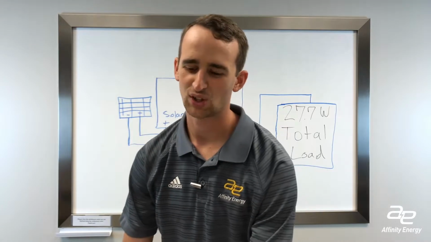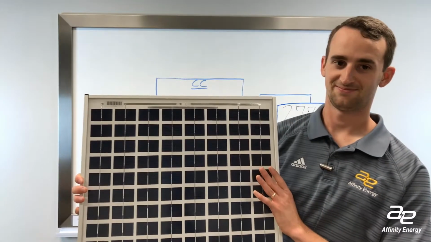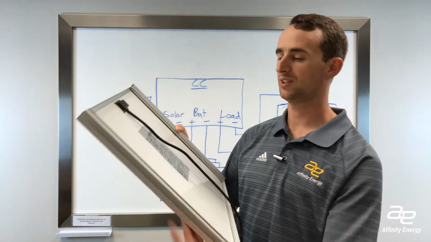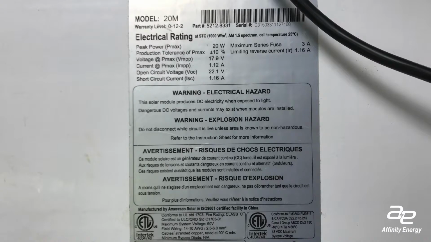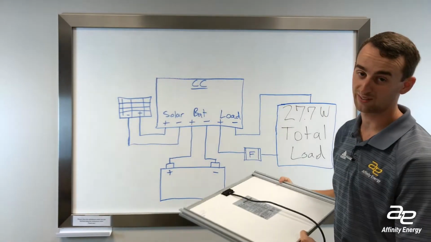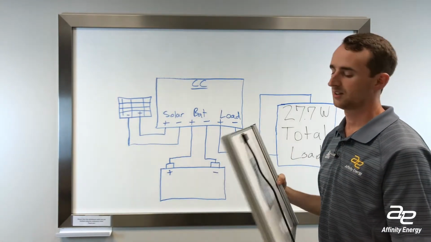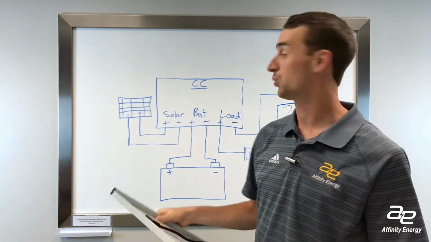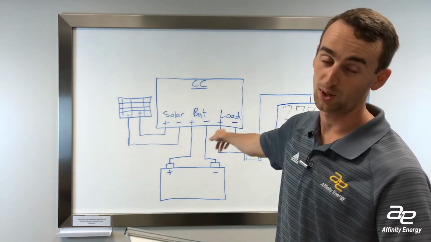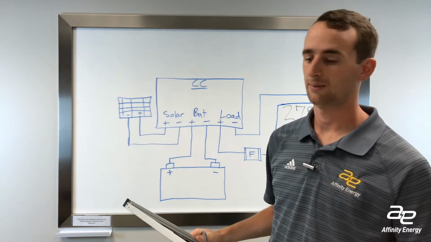So the next thing we're going to look at is the solar module. So we've got one right here, and this one is rated for 20 watts. So you can tell right away that this is not powerful enough to power the 27.7 watt load that we've got. So you need to look at something a little more powerful, and you want a little buffer between our 27.7 watts. We might spec something like a 40 watt panel as long as the voltage matches.